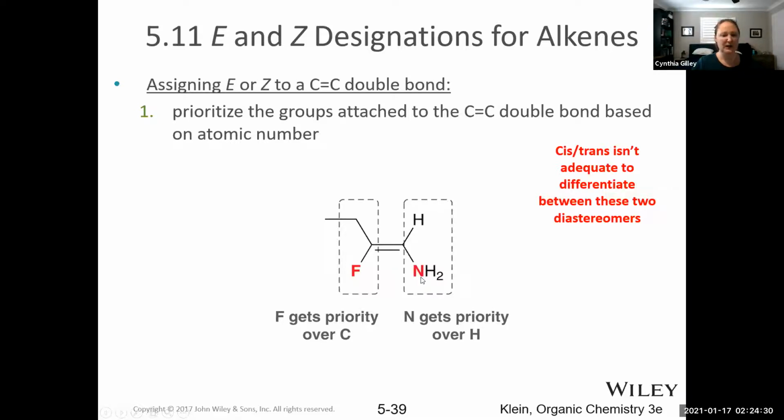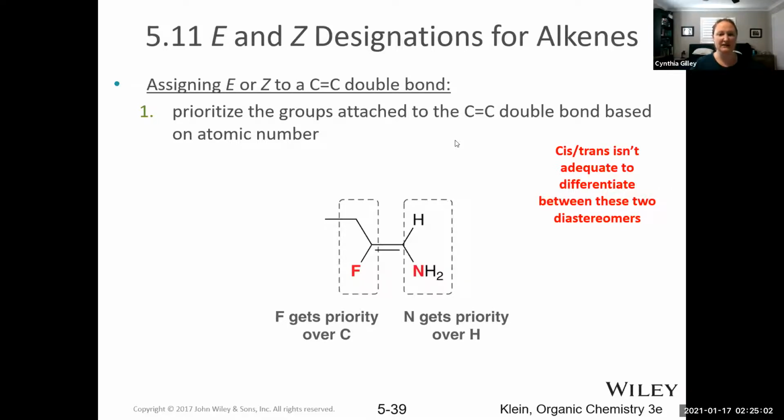When your two priority groups are on the same side of the pi bond, we call this Z. And if they were on opposite sides of the pi bond, we would call that E. It's important to recognize that you can have an alkene that is considered trans, but also Z. Normally people think of, and it's true for the majority of cases, that if you had a trans double bond, it would be an E double bond.